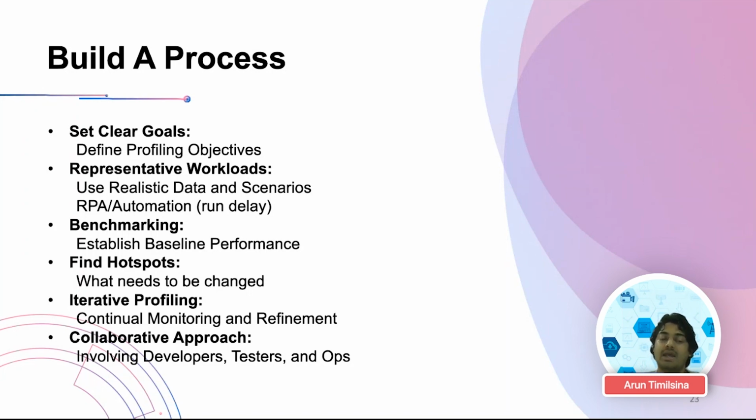The next thing is to establish a baseline performance. What was the time, or the memory used previously, and what is the threshold that we are going to achieve? We have to establish that threshold point. The next thing would be finding hotspots. How are we going to find out what has to be changed, what code has to be optimized? It is based on the profiling process.